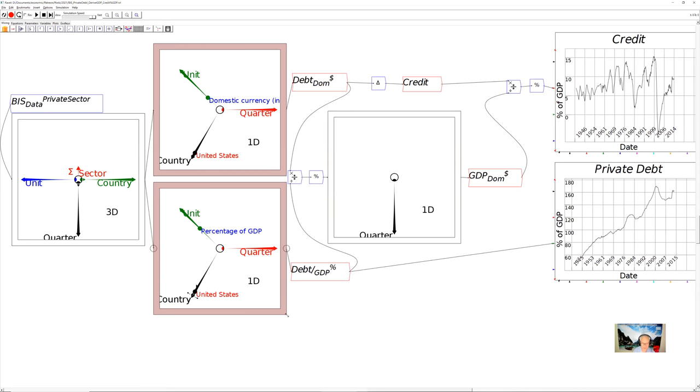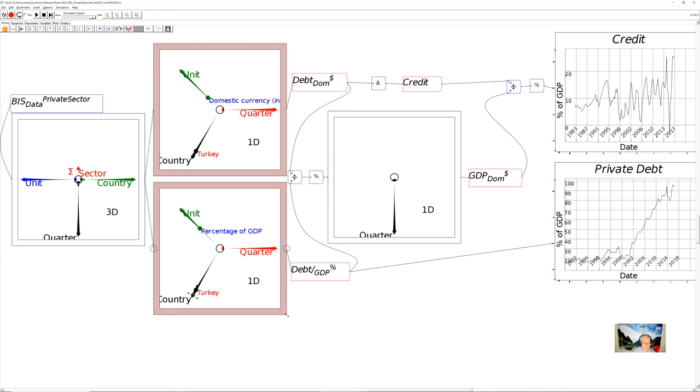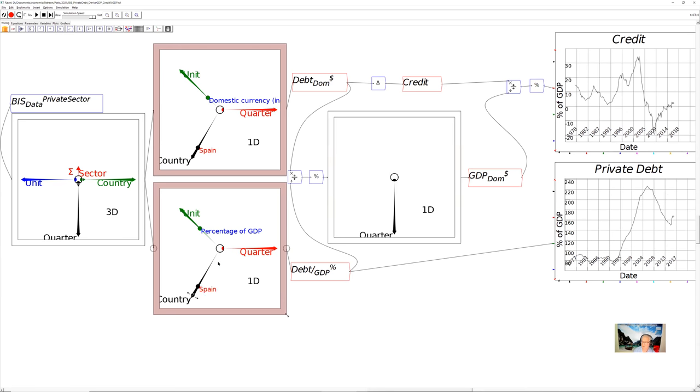What about the UK? Similar sort of data for the UK. Let's go and find Sweden. Okay. So the ups and downs of the financial system, the best is actually Spain. That's my favorite, because we know what a boom and bust Spain went through. Credit in Spain hit over 35% of GDP during the boom. It hit almost minus 20% during the slump. That's a 50% of GDP turnaround in demand created by credit.